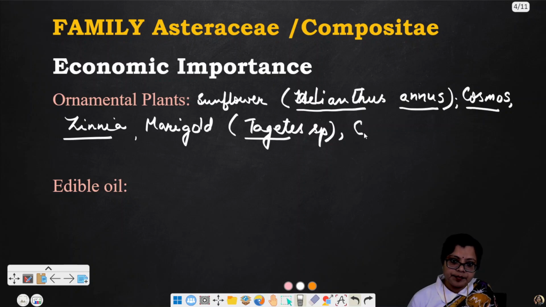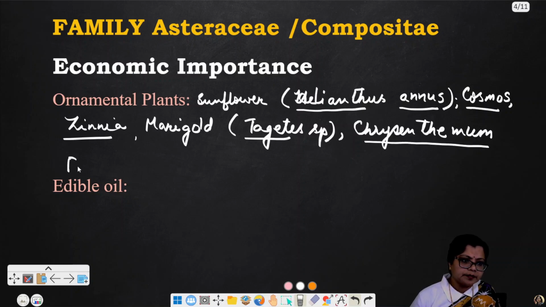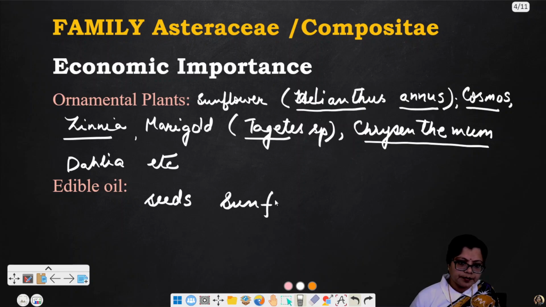Then chrysanthemum, dahlia, many are there, etc. Edible oil: from the seeds of sunflower, Helianthus annuus, the edible oil is obtained, which is used for cooking.